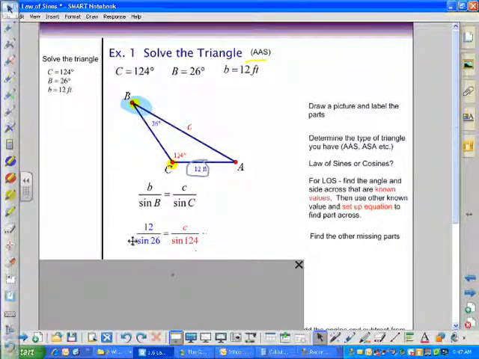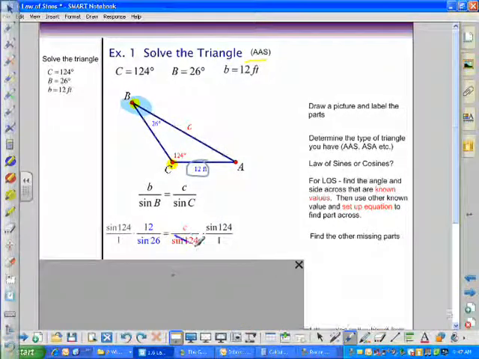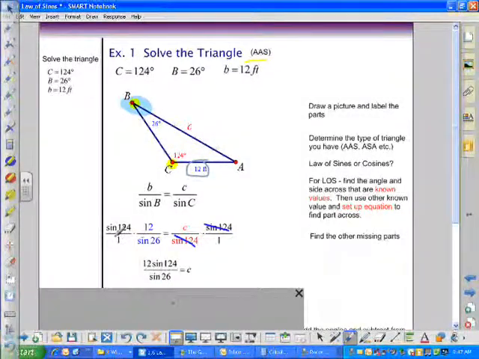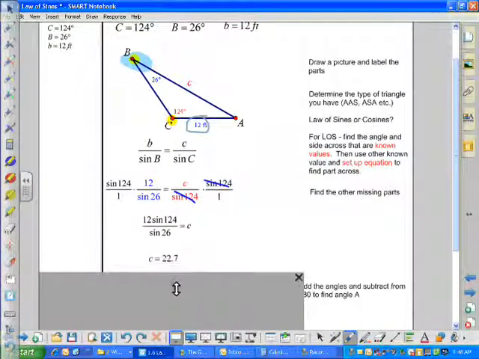Now if I want to solve the equation for C, I'm simply going to multiply both sides by the sine of 124. So that's going to cancel over here. On the other side of the equation, I multiply across the top, so I'd have 12 times the sine of 124 divided by the sine of 26, and that would be equal to side C. This is a time where you get your calculator out, and you'll get that side C is equal to 22.7, which in this case would be feet. That seems reasonable because it's the longest side in the triangle, so that's good.